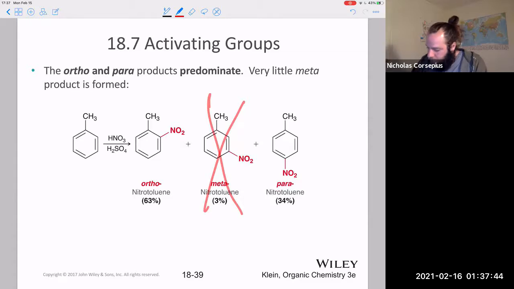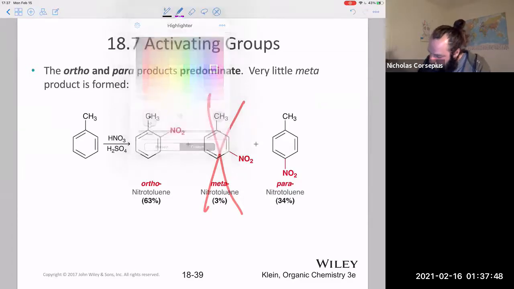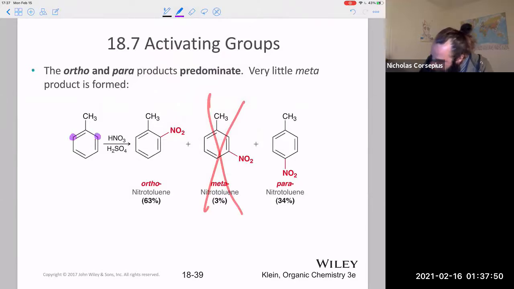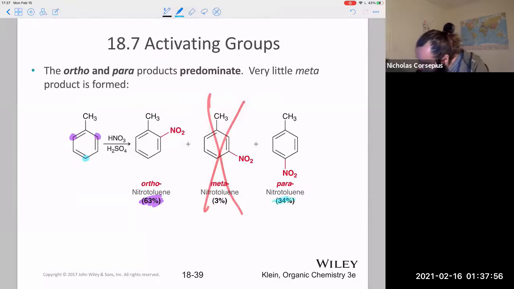And you can just sort of note, if these are my ortho positions, and this is my para position, notice that I have about a 2-to-1 of ortho compared to para. That's simply because I have 2 ortho sites and only 1 para site.